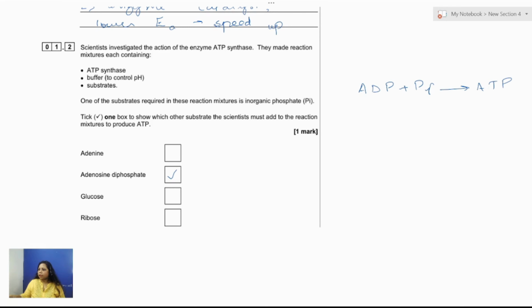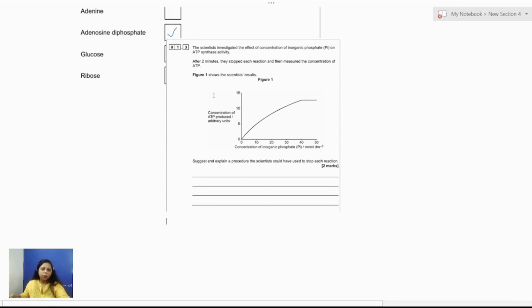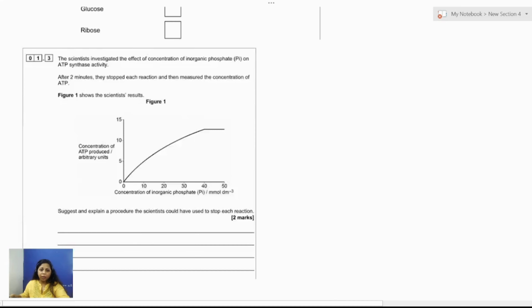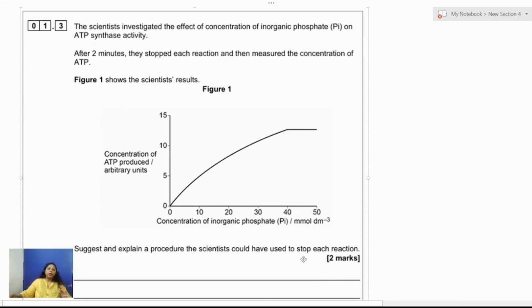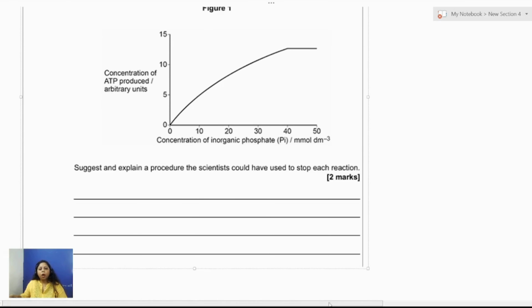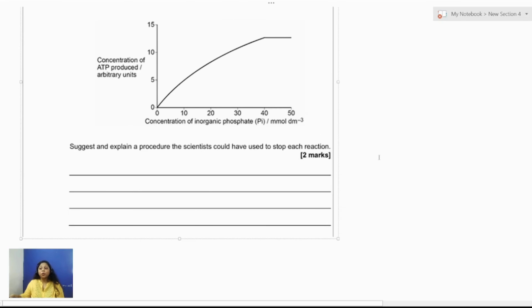So the next question states there is a graph. Let's move to the graph. The scientists investigated the effect of the concentration of inorganic phosphate on the activity of the enzyme ATP synthase. After 2 minutes, they stopped each reaction and then measured the concentration of ATP. So this is how the result looks. How would you suggest and explain a procedure that scientists could have used to stop each reaction?